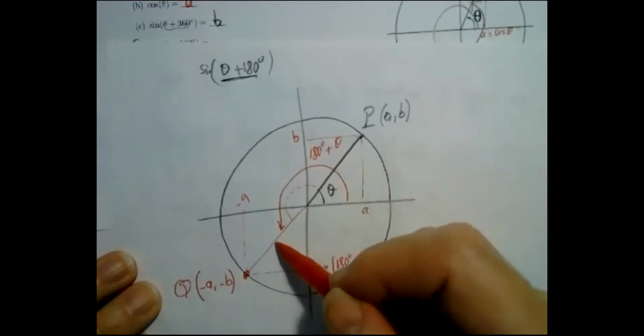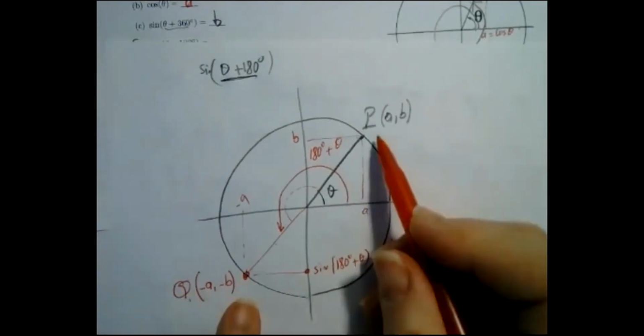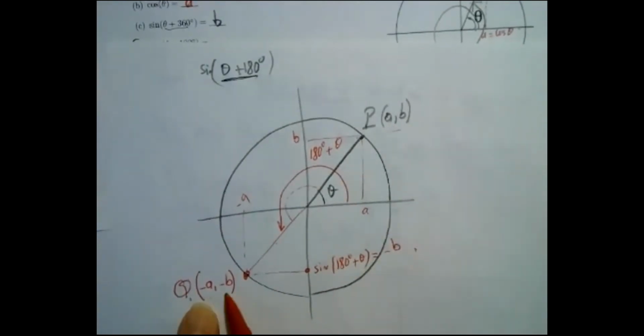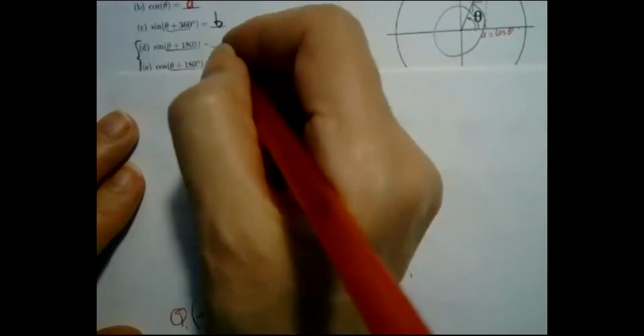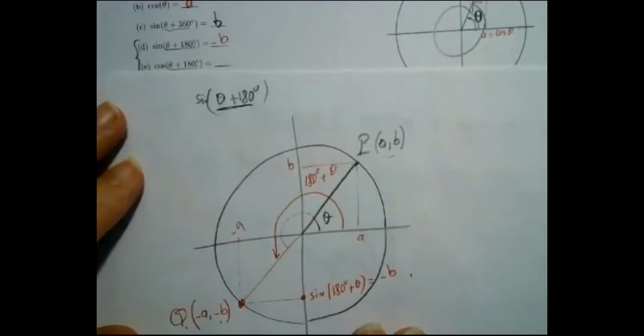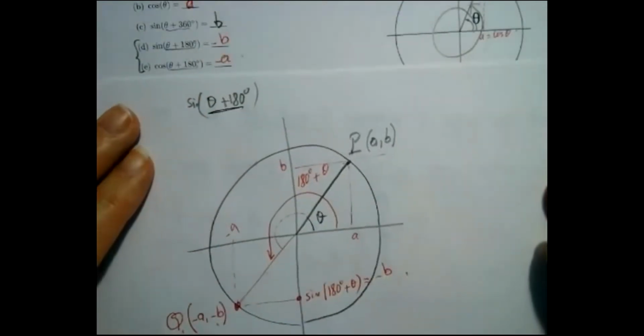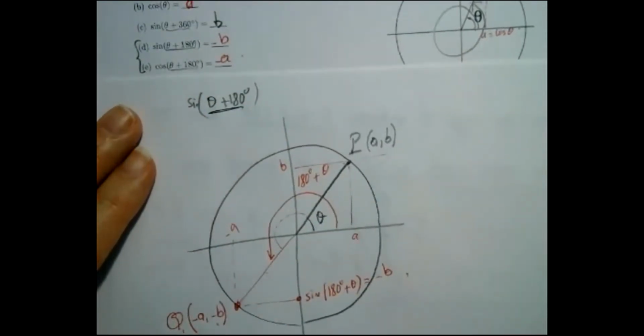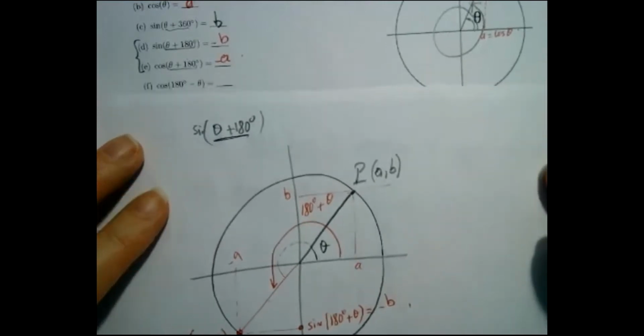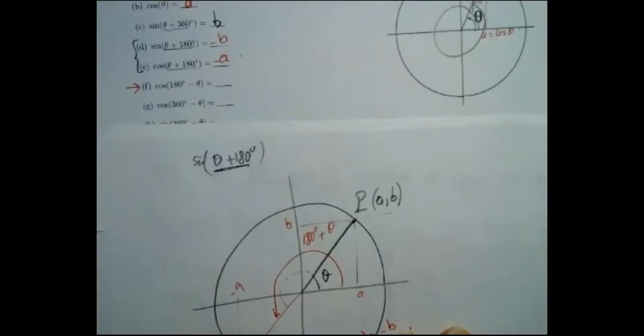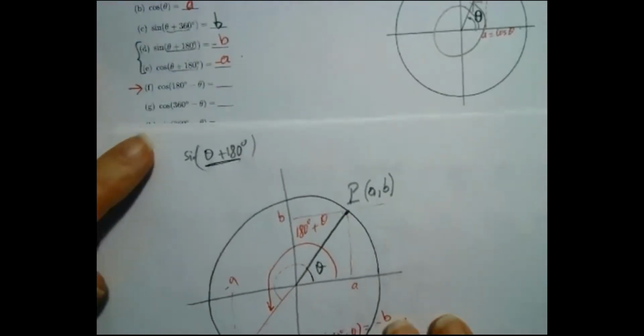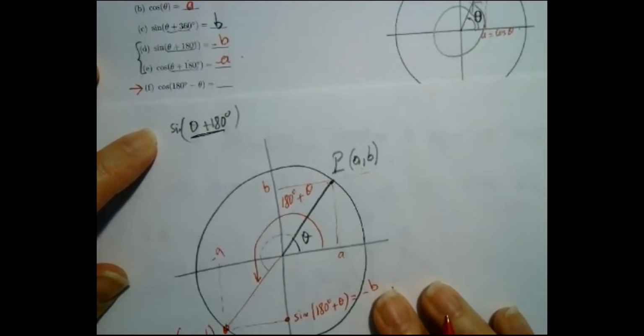So I want theta plus 180. I have to look at this point Q. If this is A, B, this is minus A, minus B. So this tells me that the sine of 180 plus theta is minus B and the cosine is minus A. Over and over, we're emphasizing those definitions. Now I want you to do F. Exactly the same thing: draw the angle and ask yourself what it is in terms of A and B. So F, all of you, then I will pick a student.